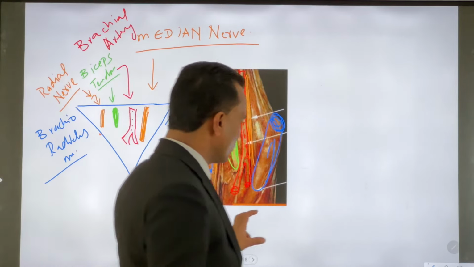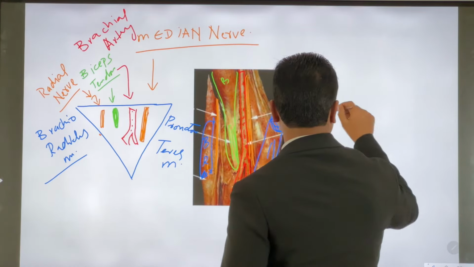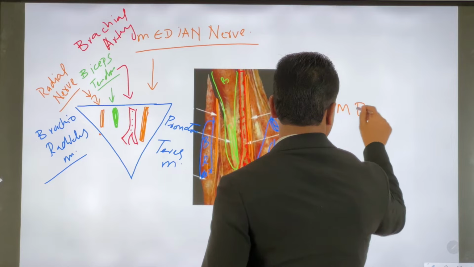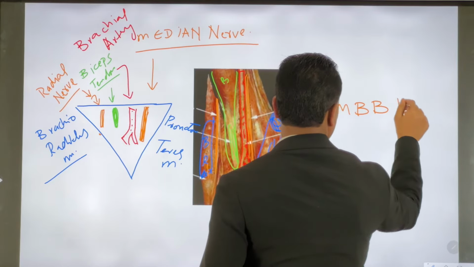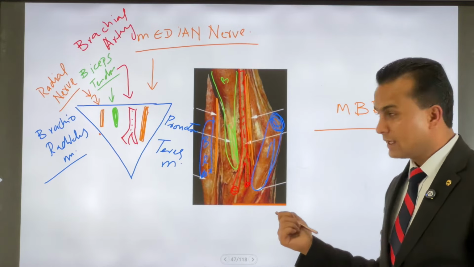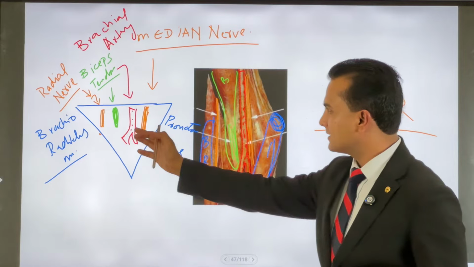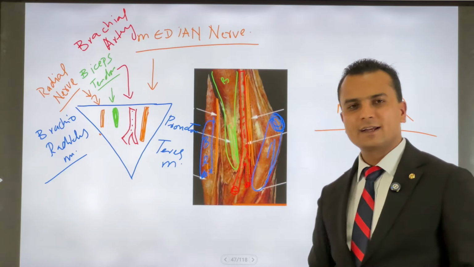You should remember it like this: M, B, B, R. The most medial structure is the median nerve. Then next to the median nerve you have the brachial artery. Then you have the tendon of the biceps. Then you have the radial nerve.